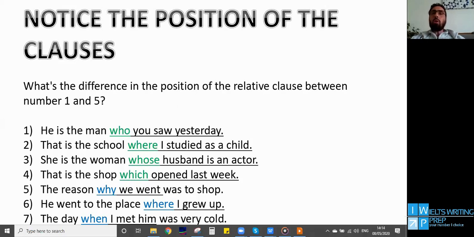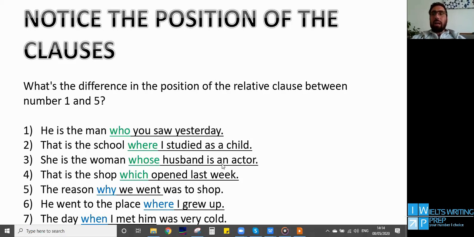Can you find one more relative clause that comes after the subject? Number 7, okay. Yes, definitely number 7. The day when I met him was very cold.